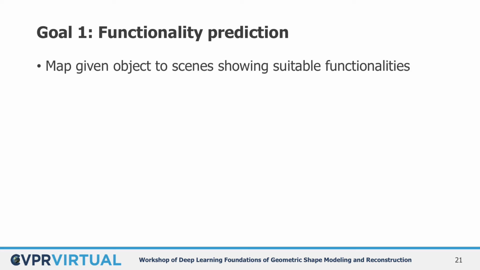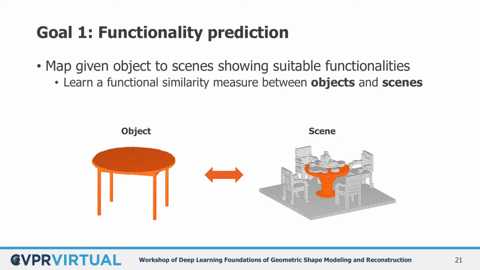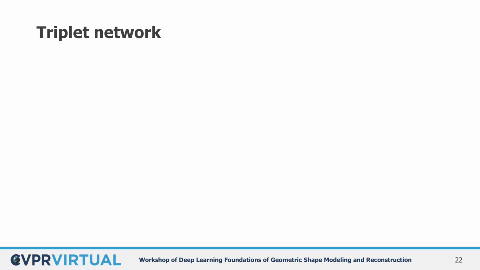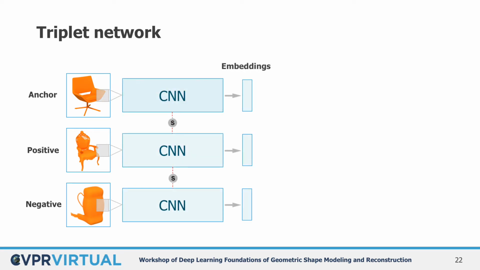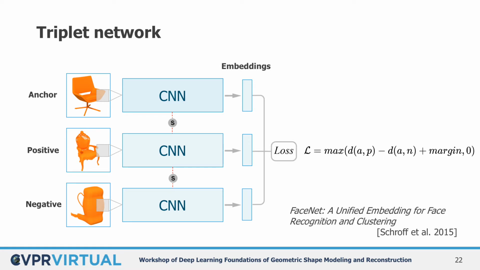To achieve that, we need to learn a functional similarity measure between objects and scenes. The design of our network follows the spirit of the triplet network. The triplet network usually takes triplets as training data, which consists of an anchor, a positive of the same class as the anchor, and a negative of a different class. Then the network maps the triplet to the same embedding space to compute their distance. Intuitively, the triplet loss tries to minimize the distance between the anchor and the positive, and maximize the distance between the anchor and the negative.